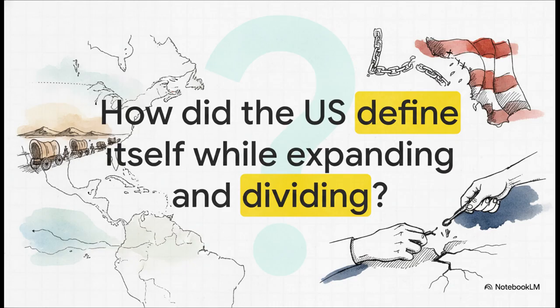You might know this as manifest destiny, which was this widespread belief that expanding across the continent was totally justified and inevitable. But while it's expanding, it's simultaneously tearing itself apart at the seams. How do you form a single unified identity when everyone has a totally different vision for the future?